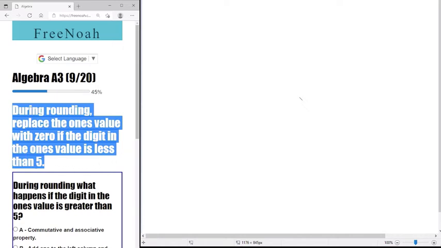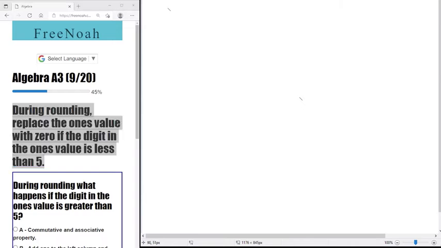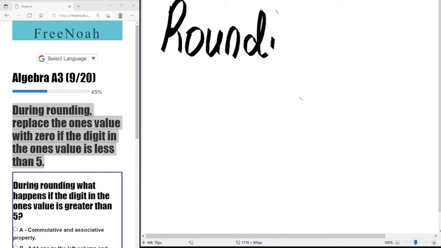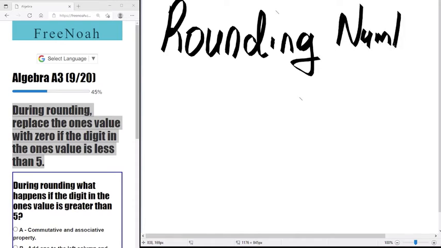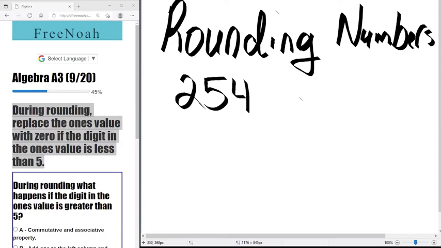Well, we start replacing it with zeros. That's generally the second step to rounding. So I'm going to write rounding numbers here, so you can get an idea of the topic. We're going to give you a number in the hundreds, but once again, we're going to identify the ones place value. So we have to see what value is in the ones place.